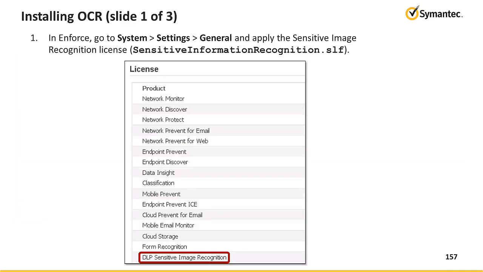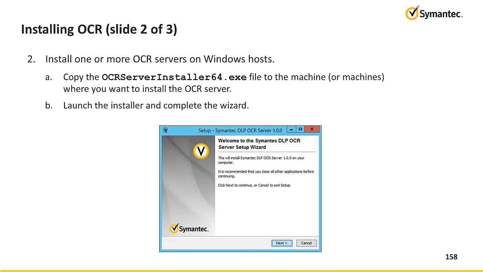To install the OCR feature, first, in the Enforce Administration console, go to System, Settings, General, and then apply the Sensitive Image Recognition license, entitled Sensitive Information Recognition.slf. Next, install one or more OCR servers on Windows hosts on your network. To do so, copy the OCR server installer 64.exe file to the machine or machines where you want to install the OCR servers. Then run the file and complete the installation wizard.